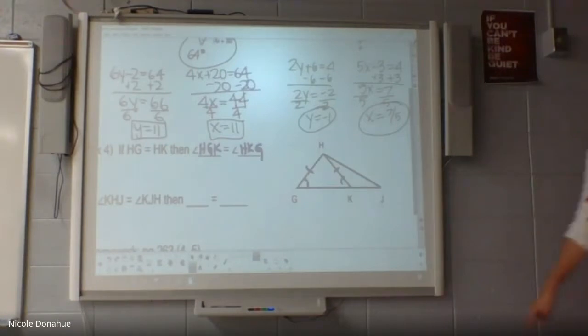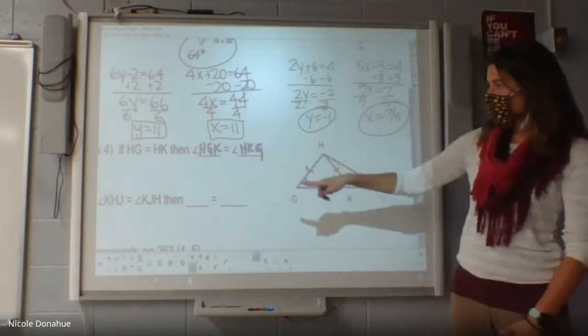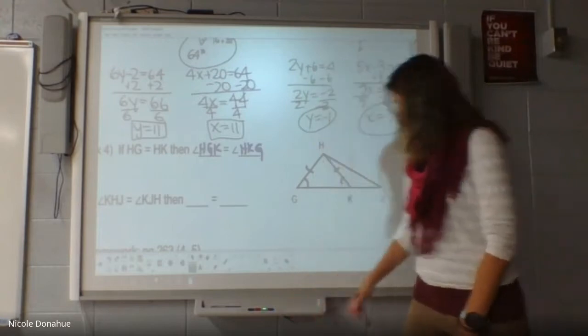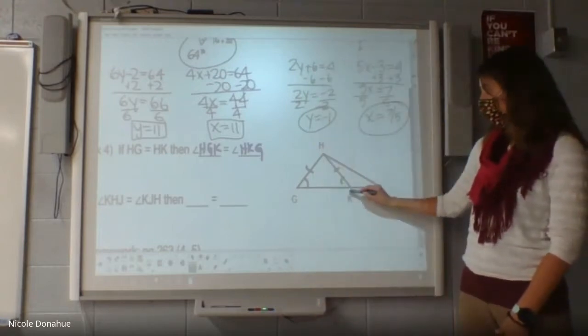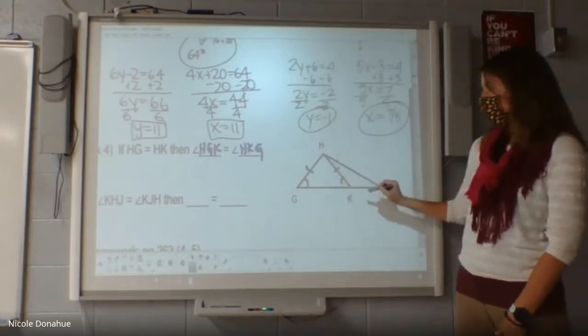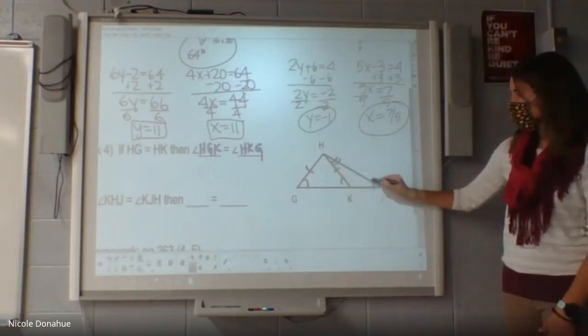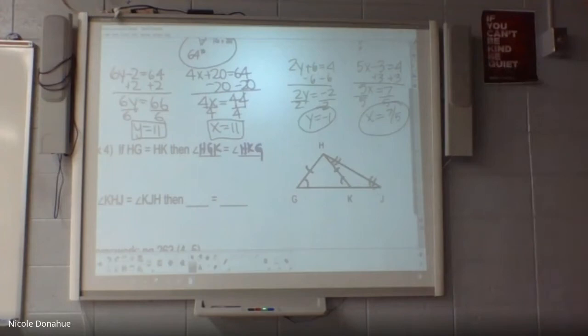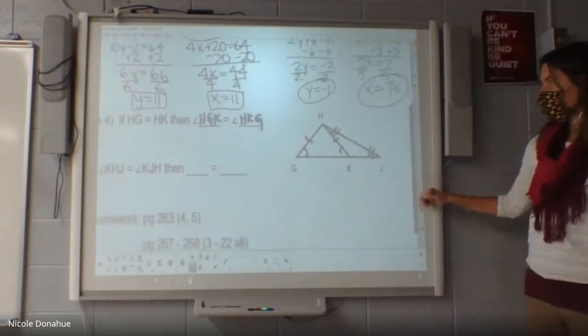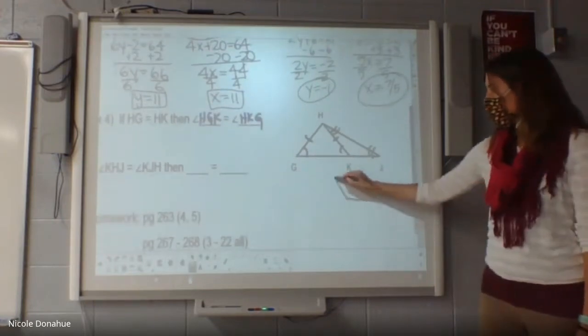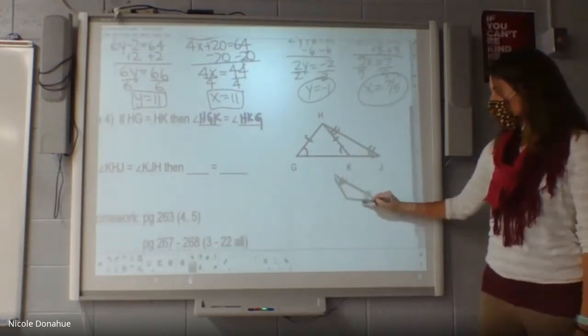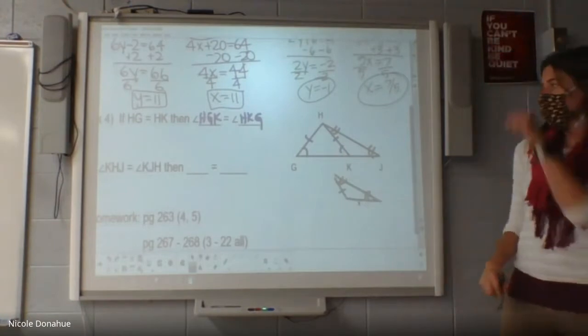But then they also say if KHJ equals that. Also another isosceles over there. We have this going on here. Then those two sides have to be congruent as well.